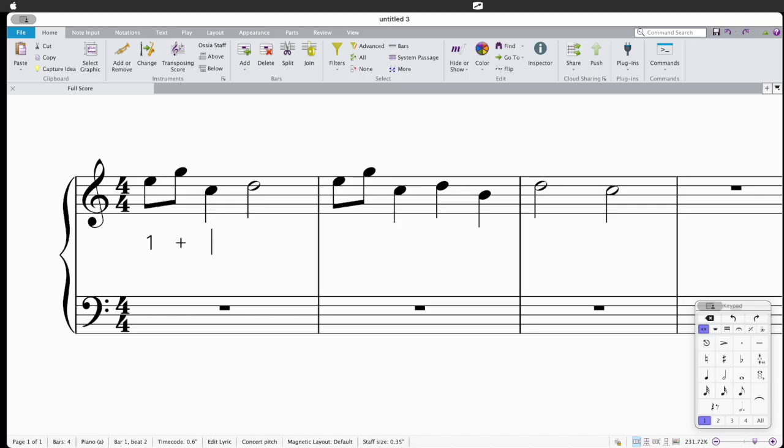This quarter note is going to take up 1 full beat, so that'll take up the entire number 2, the second beat of this measure. And we know half notes get 2 counts, so that's going to be counts 3 and 4.